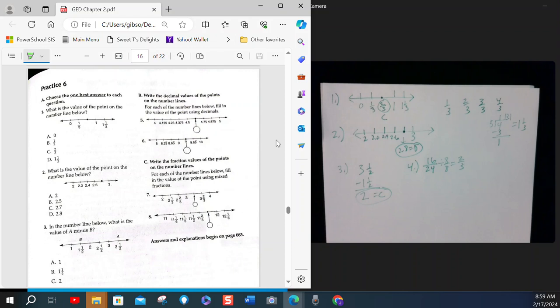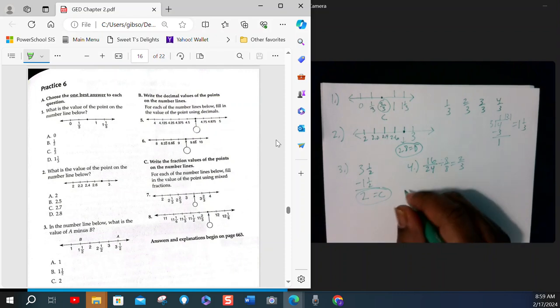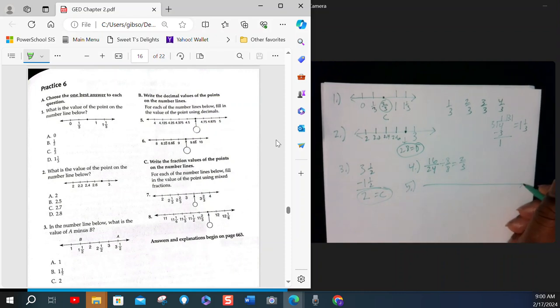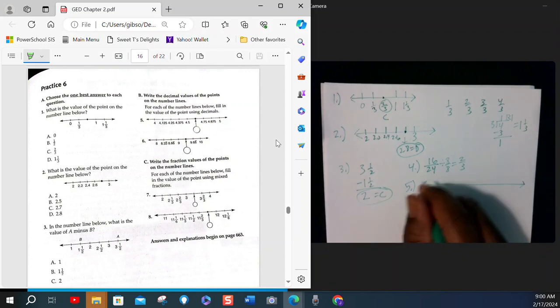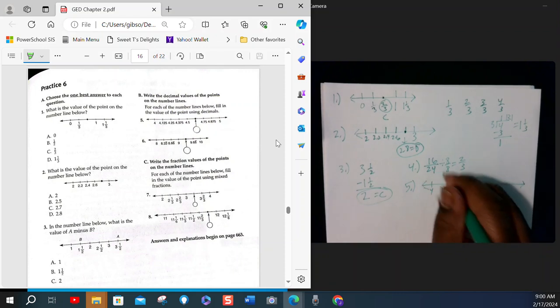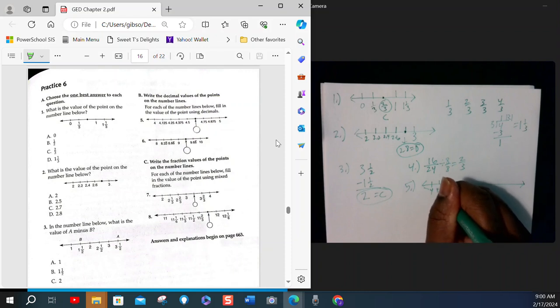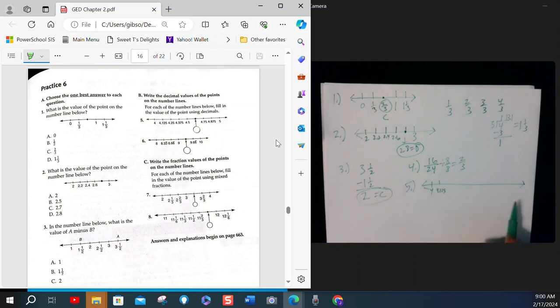Now, if we look here, we have problem number 5 of our number line. And we have quite a few numbers here. We have 4, we have 4.125, and so on. I'm not going to be able to fit all those numbers on here. So what we noticed is that to go from 4 to 4.125, we're going up by 0.125. So what we would do is keep adding these.